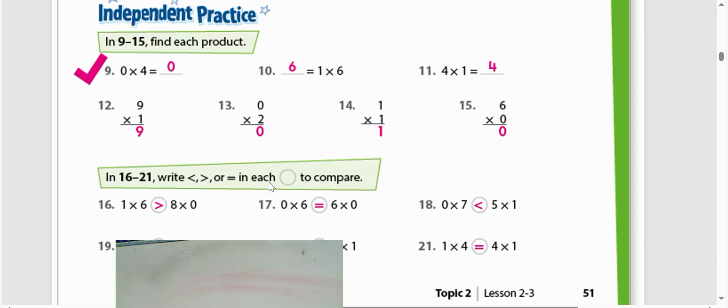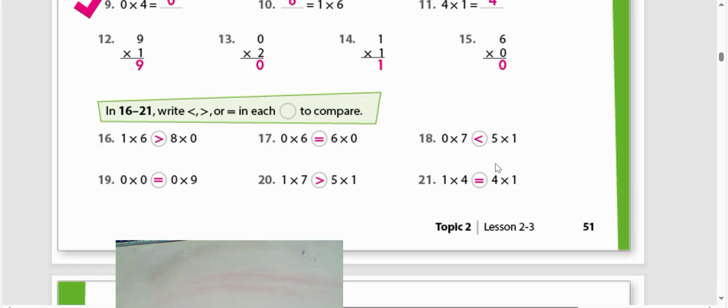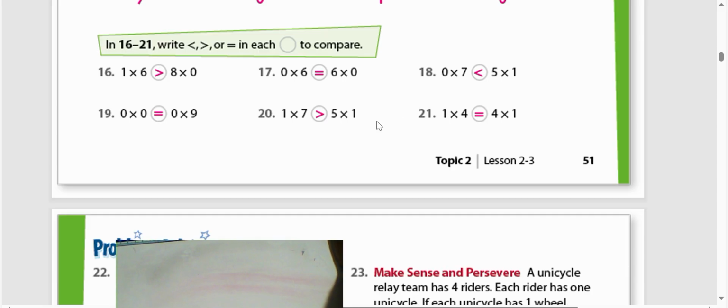Multiplied by 0. 0 times 4 equals 0. 6 times 1 equals 6. 4 times 1 equals 4. 9 times 1 equals 9. 0 times 2 equals 0, and so on. 1 times 1 equals 1, and 6 times 0 equals 0. Okay. 1 multiplied by 6 is greater than 8 multiplied by 0. 0 times 6 equals 0. 6 times 0 equals 0. Then we have here equal 2.